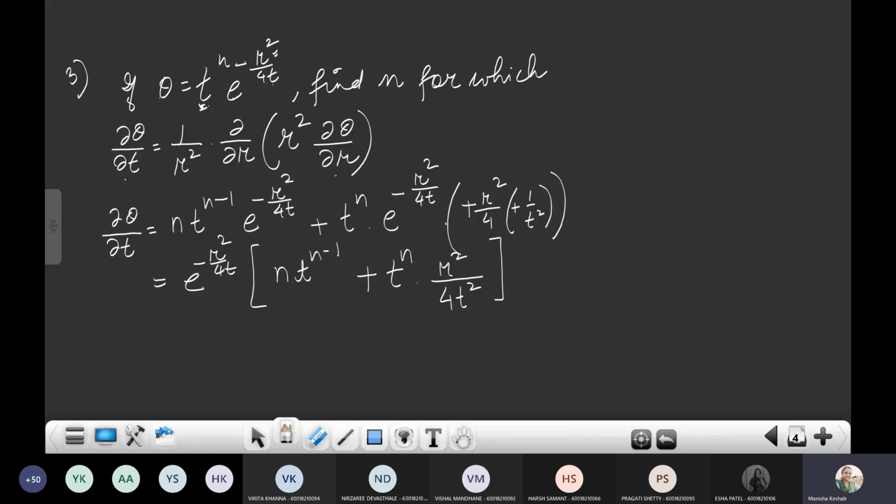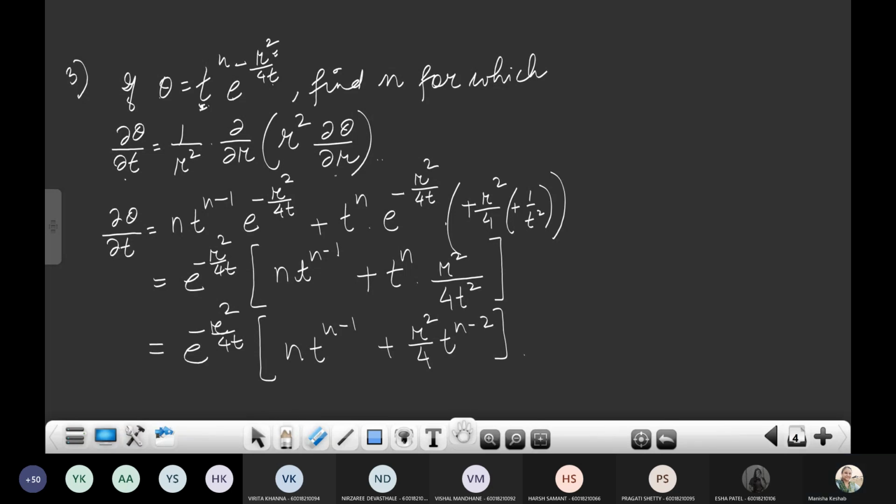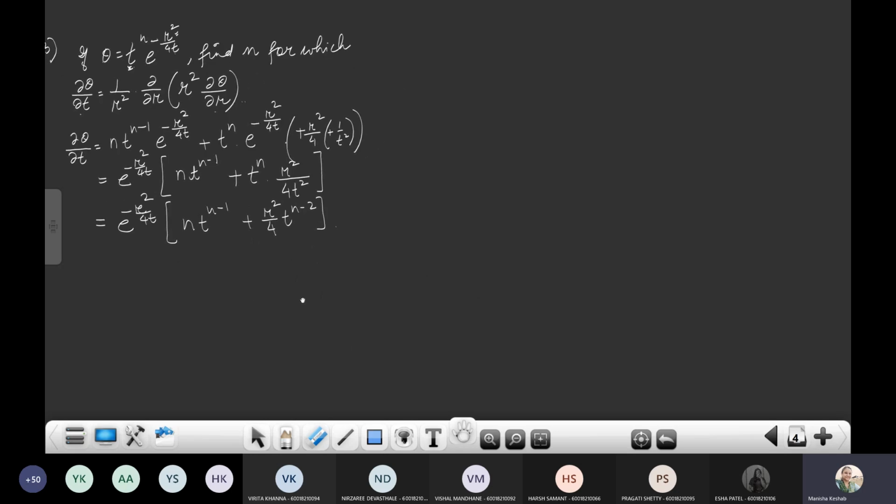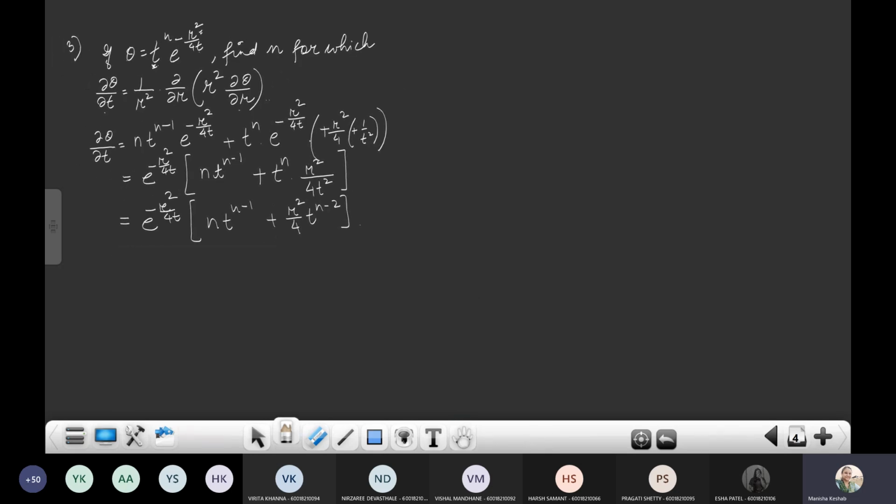Okay. So that means this is now e power minus r square by 4t into n t power n minus 1 plus r square by 4 into t power n minus 2. So this is what we have got, del theta del t. Now we have to find del theta del r, that is the right hand side. Is this clear? Simple differentiation, nothing else.